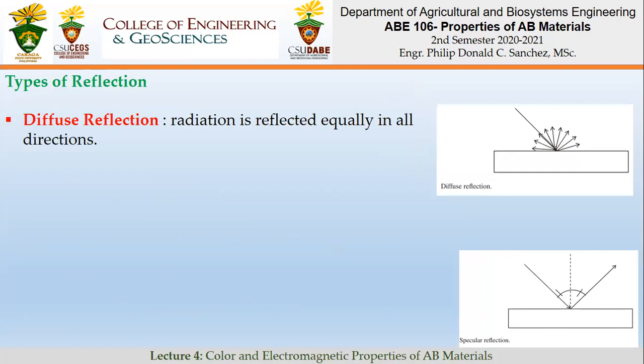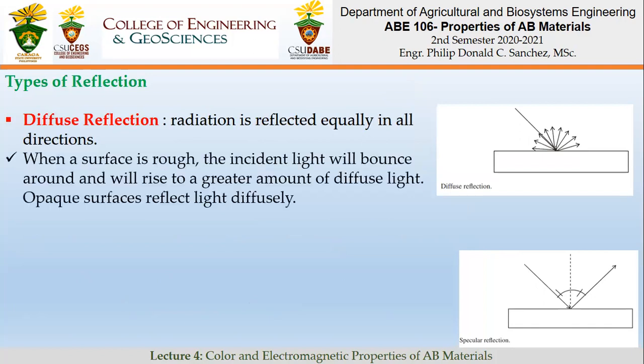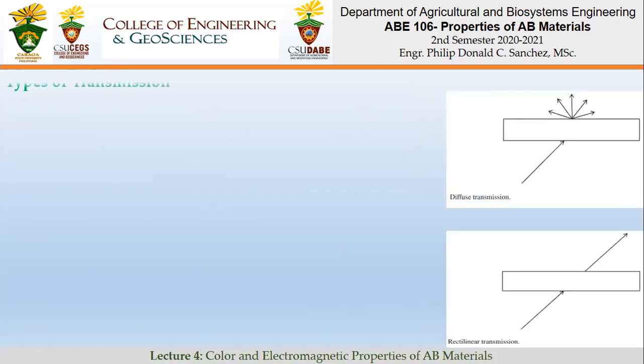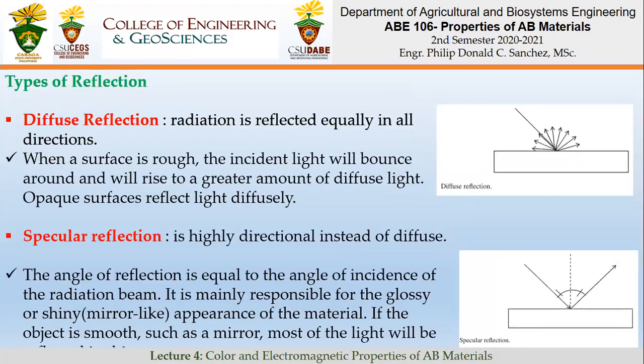So there are different types of reflection. We only have two types: diffuse and specular reflection. Diffuse reflection happens when a surface is rough, and the incident light will bounce around. It's a representation of the interaction between the light and the material, and then the light just comes back in a different direction from its original. So that's diffuse reflection.